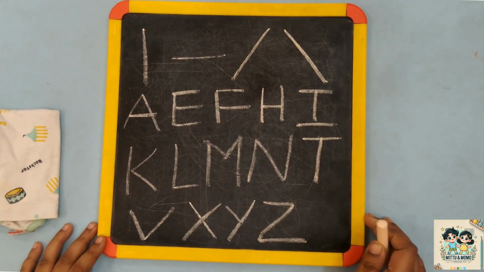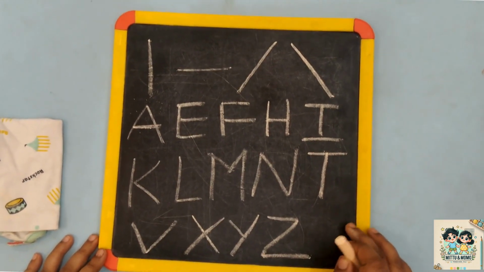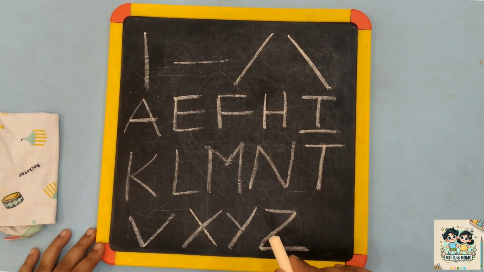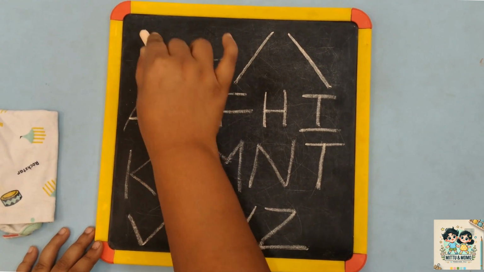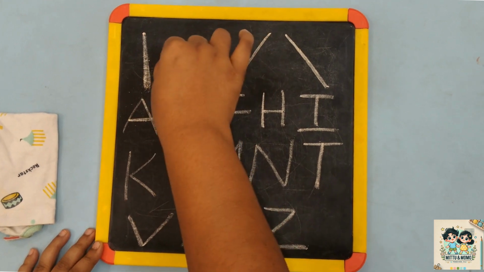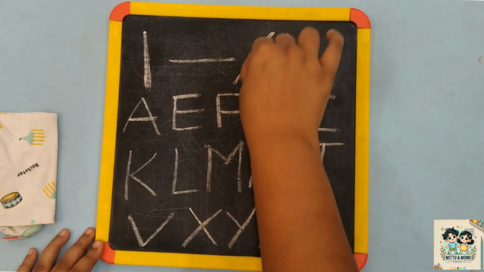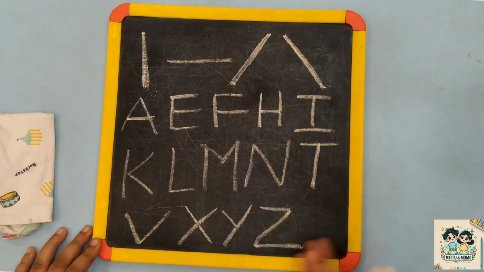So if you make your kid follow this pattern to read or write, he can easily write the letters. Instead of teaching them directly, first make them learn all these lines like standing line, sleeping line, right slanted line and left slanted line. They will be able to write all these letters.